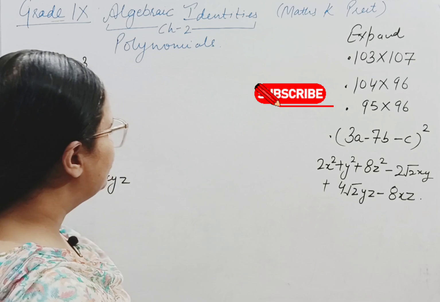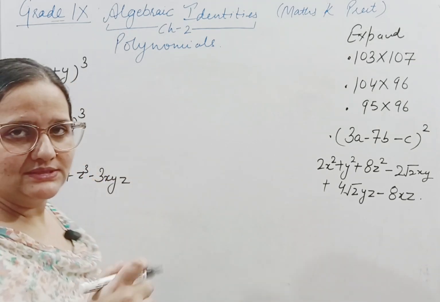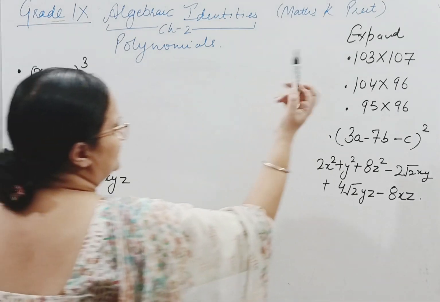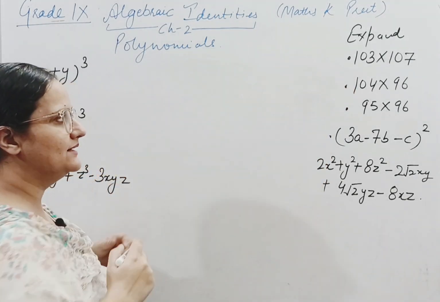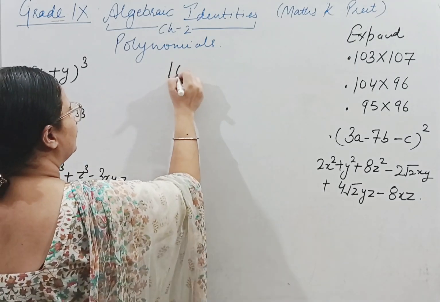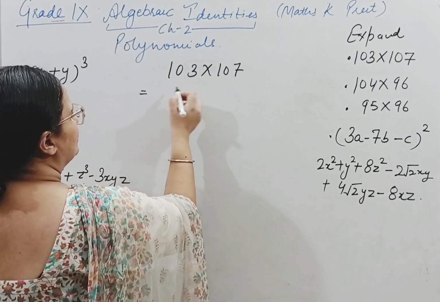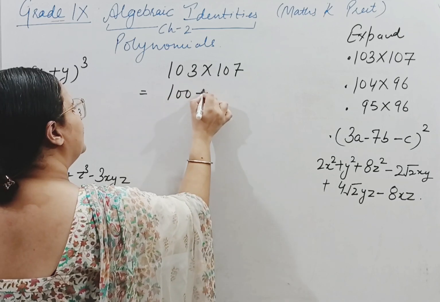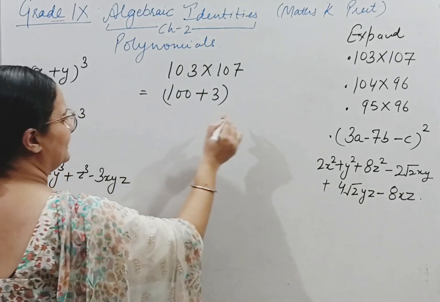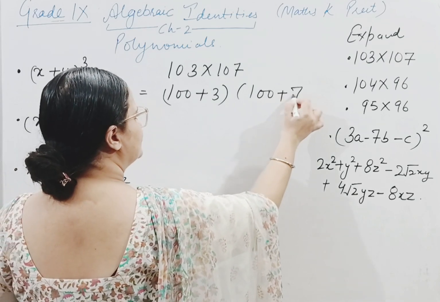We have seen a few of the questions in the last video. These are the next questions from the last exercise. So question number 1 is asking me to expand this without using the actual multiplication. How will we do it? We will make use of the identities. See how. This 103 can be written as 100 plus 3. Now this 107 can be written as 100 plus 7.